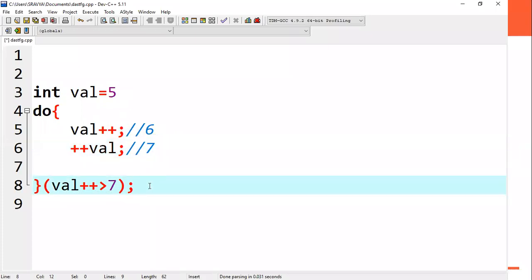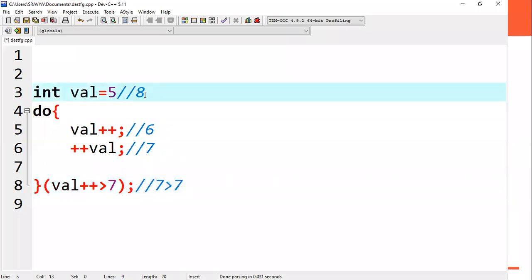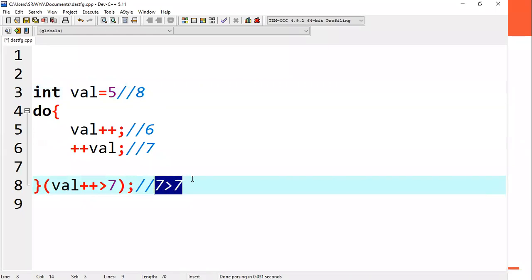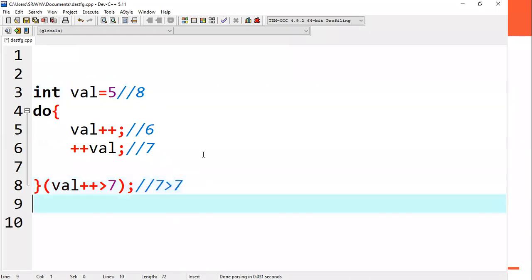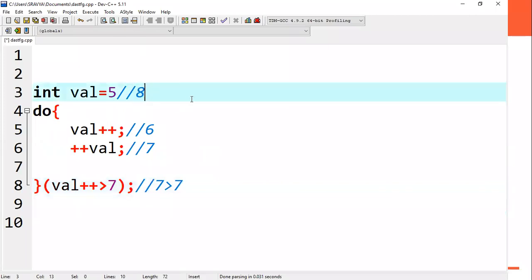It's post-increment. Post-increment means what? Later it will be incremented. First it will check the condition. 7 greater than 7. But in the memory, val value will become 8. Here it will be 7 greater than 7. Is it true or false? False, which means it comes out of the loop. Out of the loop, what is there? Print val. Print val means 8 it will print. Understood?